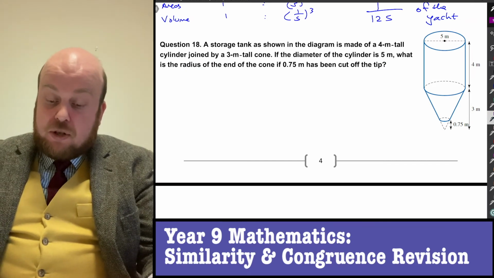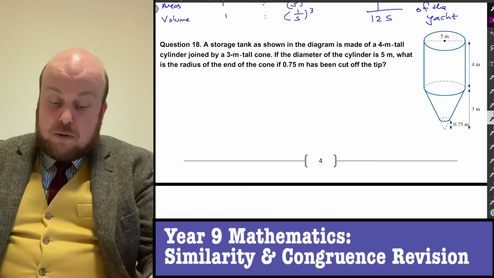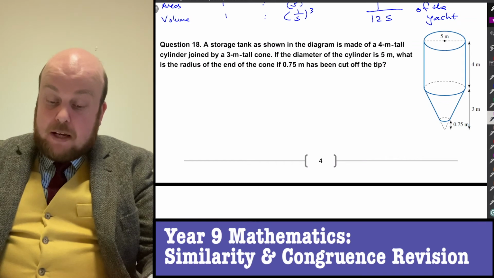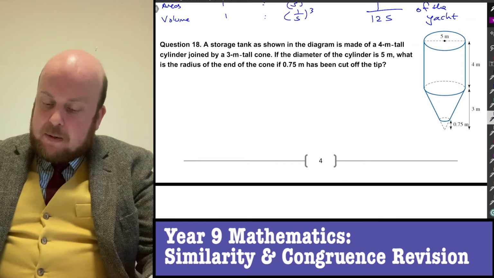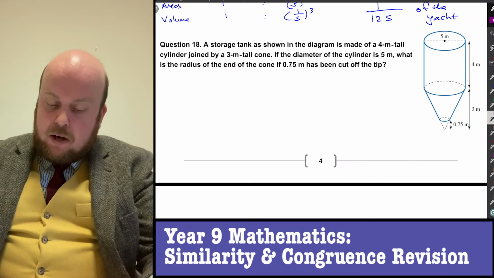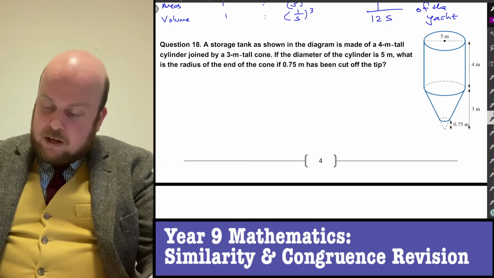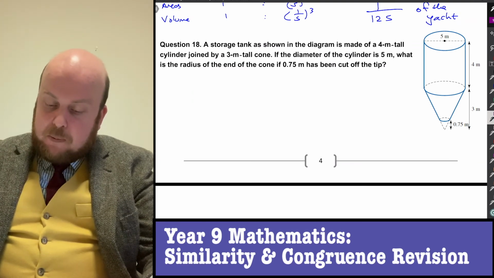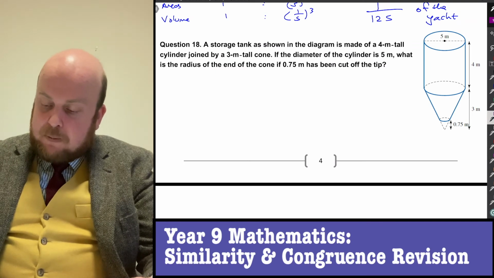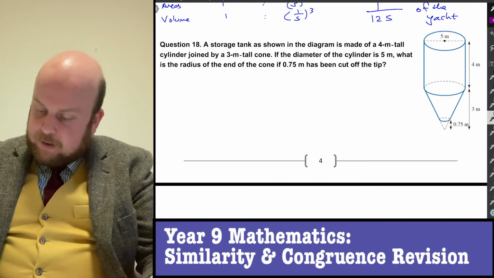Question 18. A storage tank as shown in the diagram is made of a 4-meter tall cylinder joined by a 3-meter tall cone. If the diameter of the cylinder is 5 meters, what is the radius of the end of the cone if 0.75 meters has been cut from the tip?